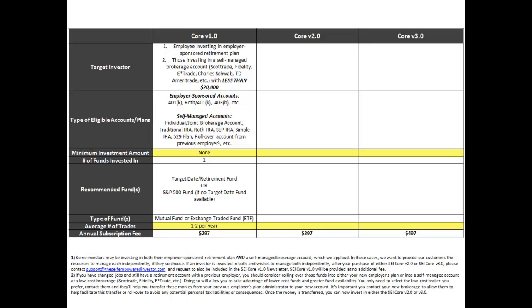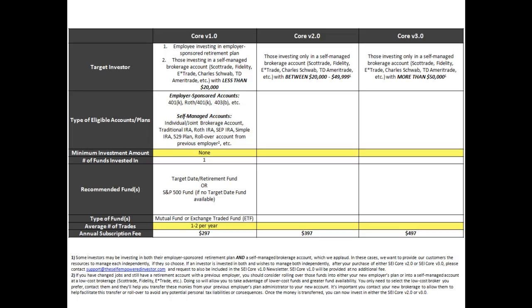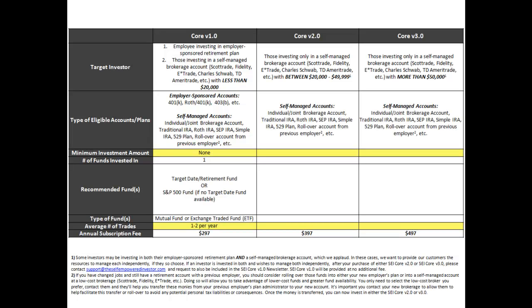As our Core V2.0 and 3.0 products are very similar, I'll describe these together, noting where differences exist. Core V2.0 and 3.0 are targeted at those investors investing in self-directed or self-managed accounts at low-cost brokerage companies like Scottrade, Fidelity, E-Trade, Charles Schwab, Ameritrade, etc., and that have in excess of $20,000 to invest. These investors could be invested in a regular brokerage account, traditional IRA, Roth IRA, SEP IRA, Simple IRA, 529 education plan, or a rollover IRA from a previous employer.